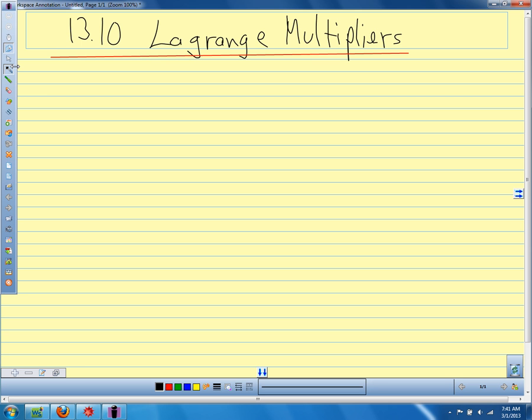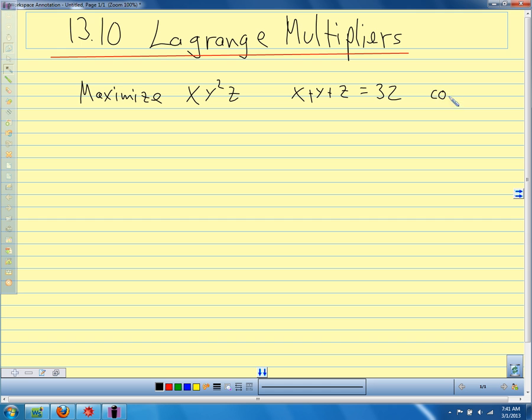So yesterday we did an example, just to look back really quickly, where essentially the problem was we maximized x y squared z, and we had this constraint that x plus y plus z had to equal 32. The process we used yesterday was we used the constraint to eliminate one of the variables in our function, so we ended up with a two-variable function, and then we used the procedures that we've been talking about, setting the first partials equal to zero, to maximize this function. Well, sometimes the constraint is too complicated.